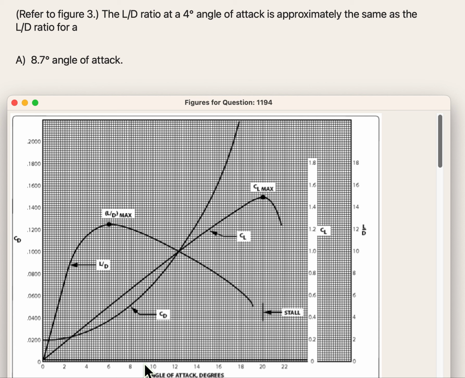Yeah, it actually is 9.7. So you go up to 4, across, and down. It's almost at 10, but the closest answer choice offered is 8.7. So it's actually off, but that's the best answer, so you select that one.